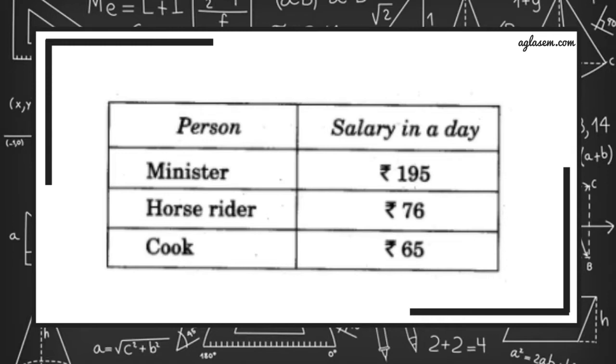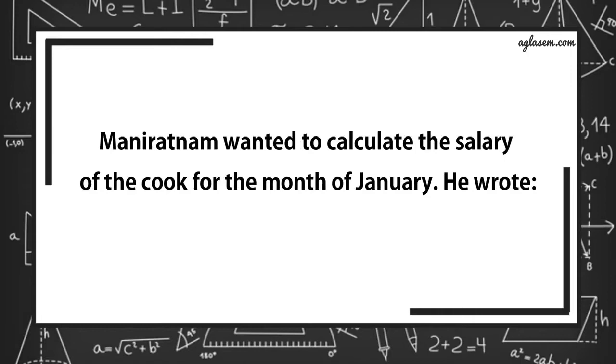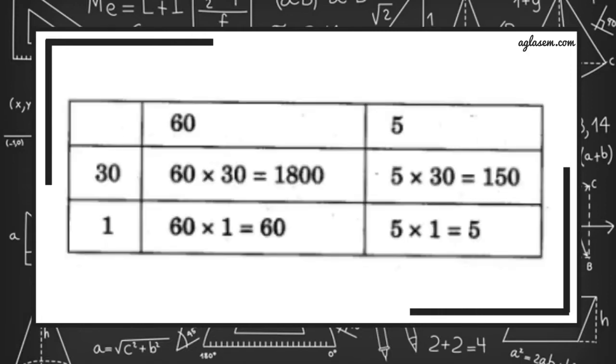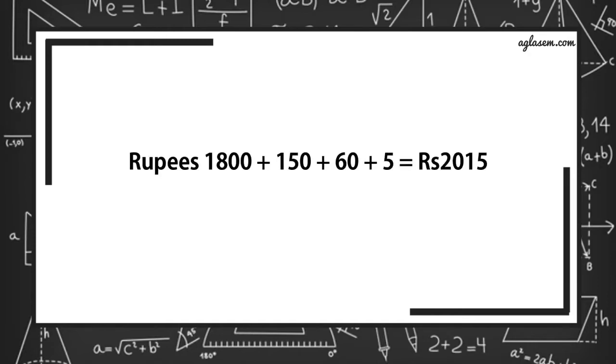Mani Ratnam wanted to calculate the salary of the cook for the month of January. He wrote that is 60 into 30, that will give you 1800, and 5 into 30, that will give you 150. Further, one day salary is 60 into 1, that is 60, and 5 into 1, that is 5. So rupees 1800 plus 150 plus 60 plus 5, that will give you rupees 2015.